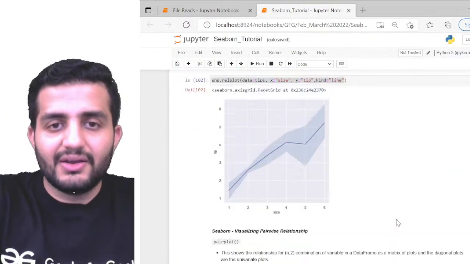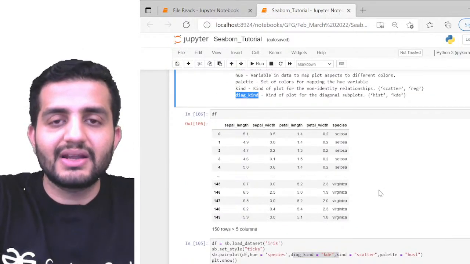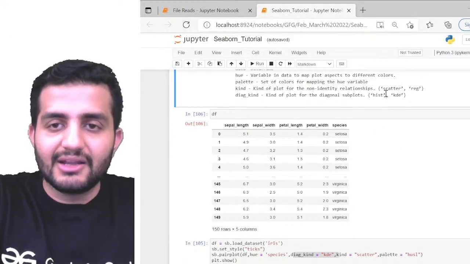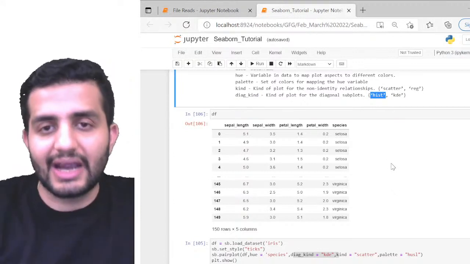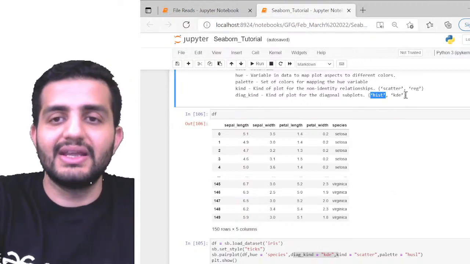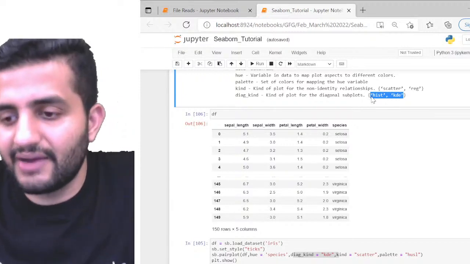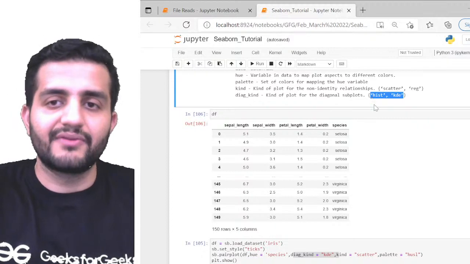So here, the option which was coming here, the diagonal kind, is for the kind of graph I want for the univariate variable. I can either plot a hist, basically bars, a bar kind of graph, or I can also use a KDE. So these two options are there. You know what a univariate graph for hist and KDE is, we have already done that. So these two options are available for me.